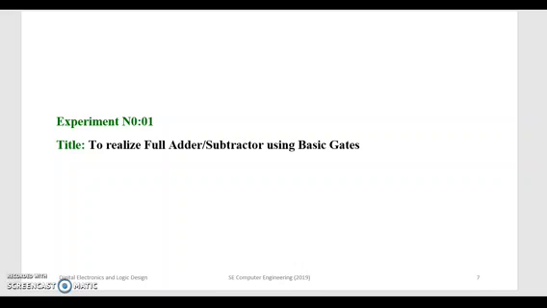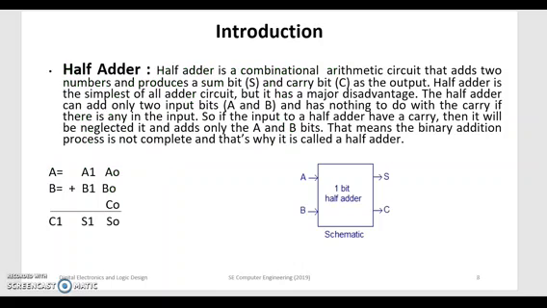Before the full adder, there is the concept of half adder, and before the full subtractor there is the concept of half subtractor. So first we'll get an idea about what the half adder and half subtractor are, and then we'll move on to the full adder and full subtractor. So let us see what is meant by a half adder. An adder is a combinational arithmetic circuit which performs addition. It has two types: half adder and full adder.